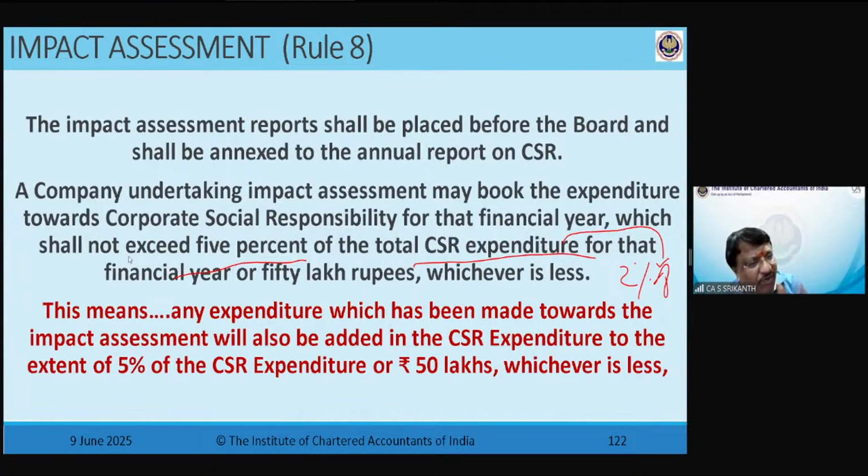Now there are two 5% here. One 5% is administrative overhead. Normally, every year you can incur up to 5% of the 2% that you calculate. Another 5% is for impact assessment or 50 lakhs, whichever is less. Here they put a monetary ceiling also. Suppose your 5% is going to 1 crore. No, it is restricted to 50 lakhs or 5% of the CSR spend, whichever is lower.